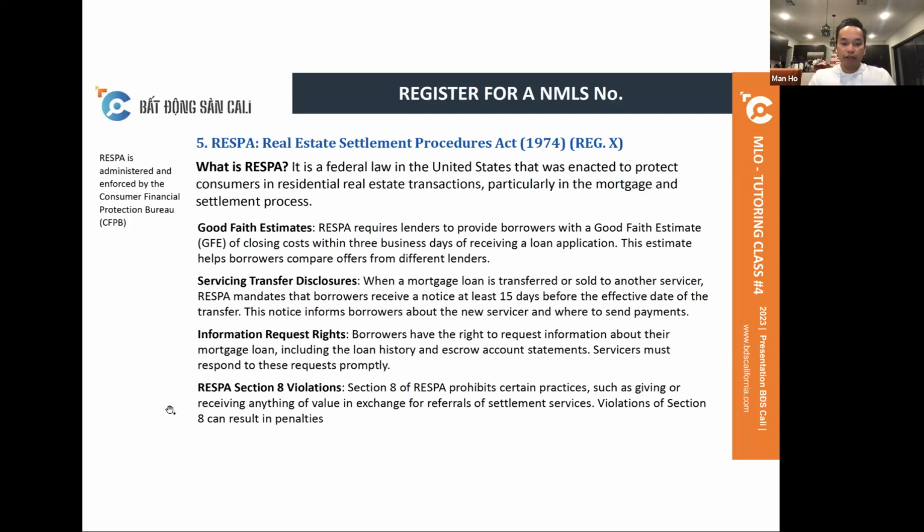RESPA Section 8 violation. Section 8 of RESPA prohibits certain practices such as giving or receiving anything of value in exchange for referral or settlement services. A violation of Section 8 can result in penalty. So meaning that you cannot refer somebody, some client, and they pay you back on behalf of a favor or something like that, right? Try not to do that. Otherwise, you're gonna get in big trouble with RESPA.